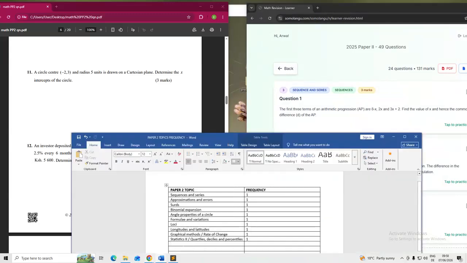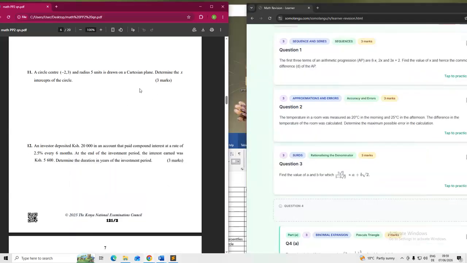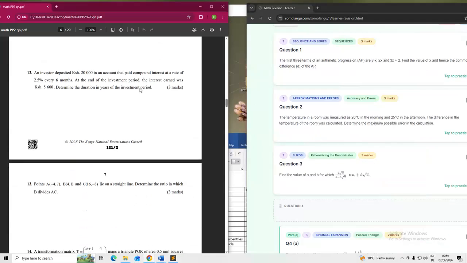All right, so we have graphical methods. But unlike the previous question, this one tests the equation of a circle. So that topic has also been tested once in this paper. Let's proceed to question number 12.